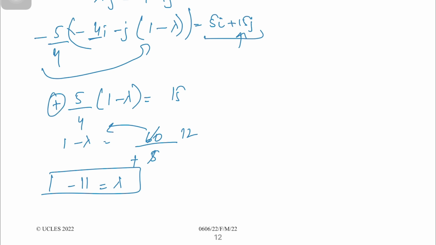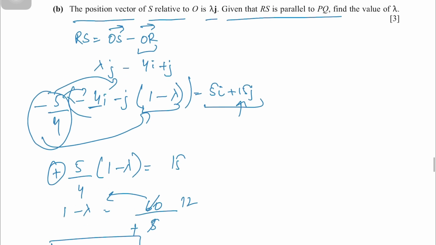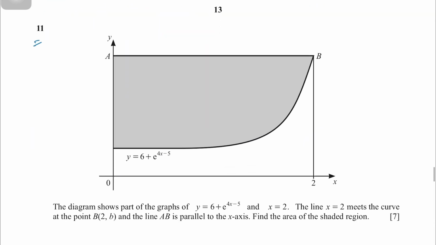So this would be positive 5 over 4, since this negative 5 over 4 is multiplied by the I and j. It is a necessary. So this won't have an effect on this. So we have our lambda is negative 11. Now moving on, we have our question 11.